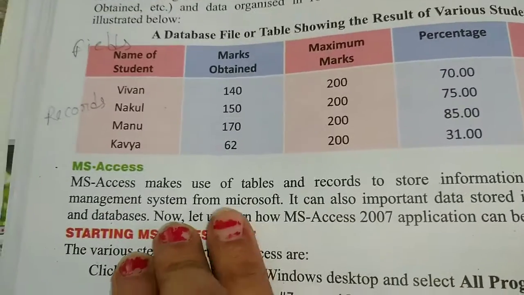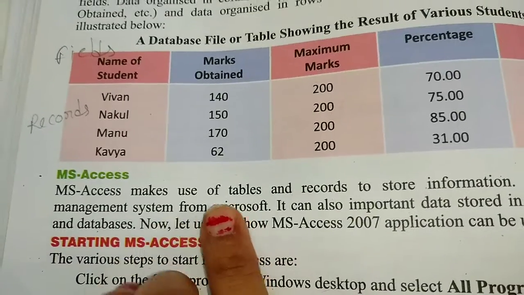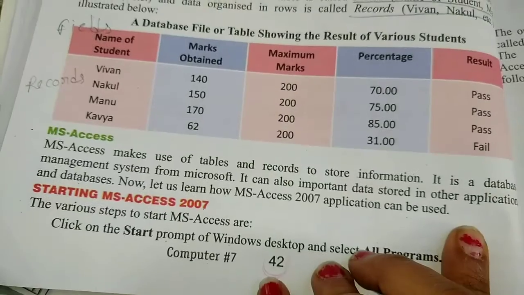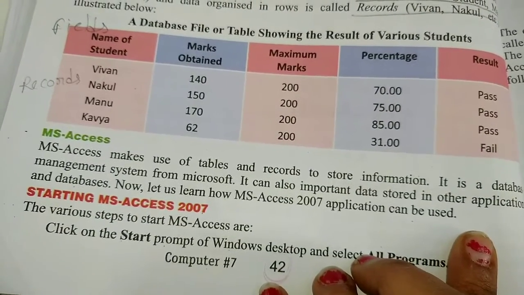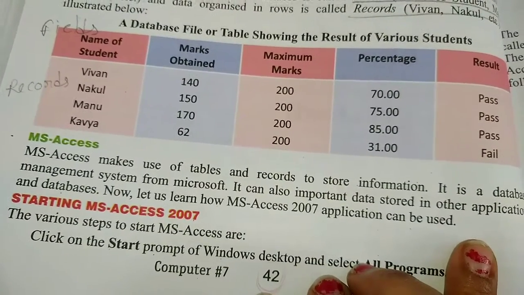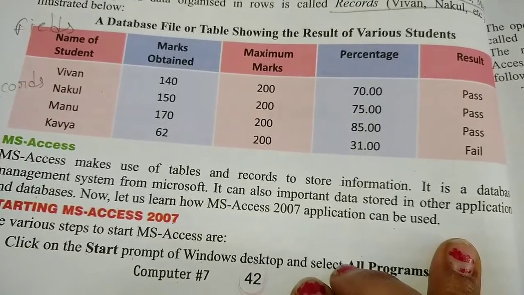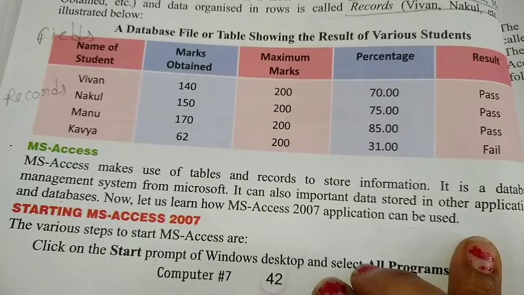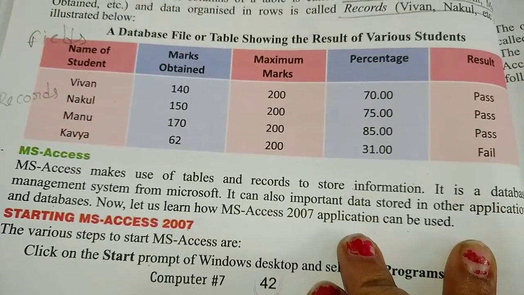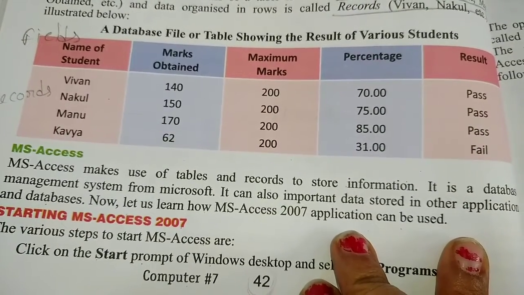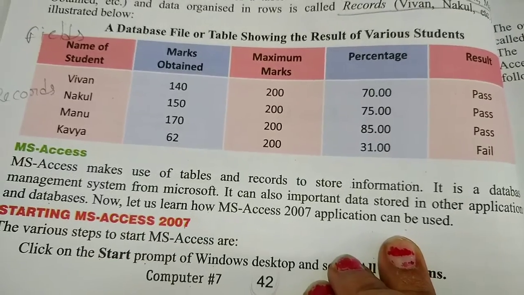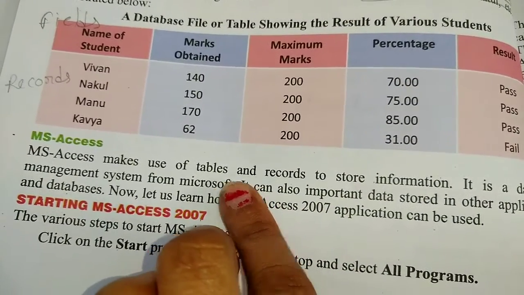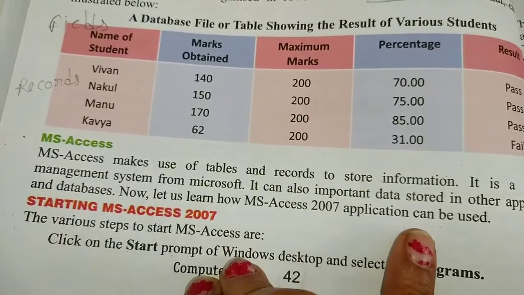Now listen carefully. MS Access makes use of tables and records to store information. It is a database management system from Microsoft. It can also import data stored in other applications and databases. Now let us learn how the MS Access 2007 application can be used. Means in MS Access we can use tables to record data and information.